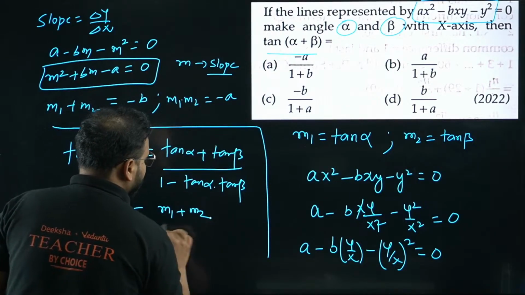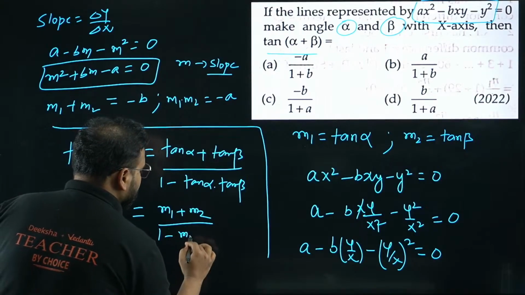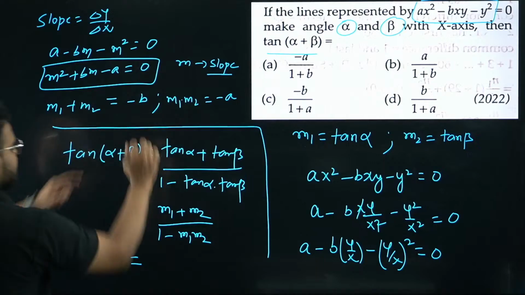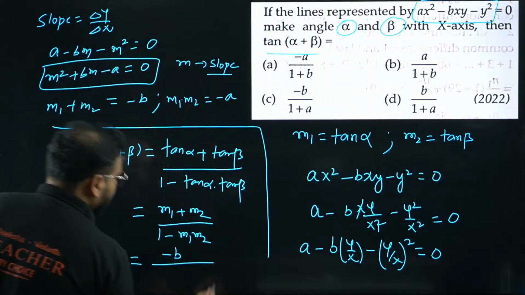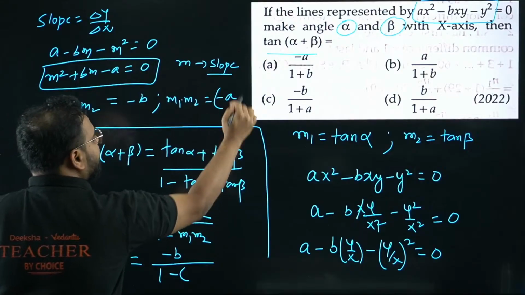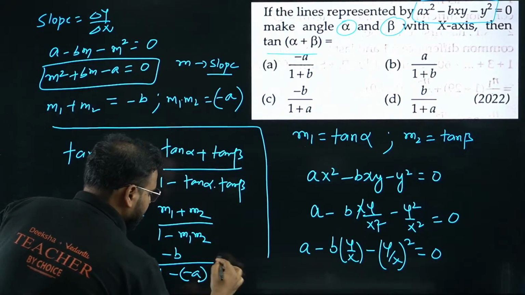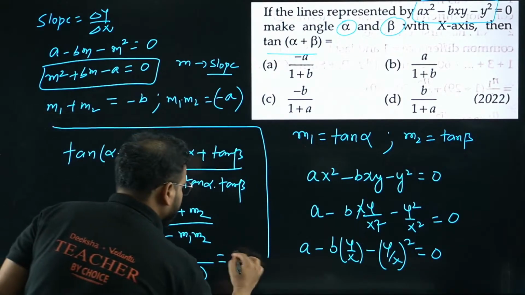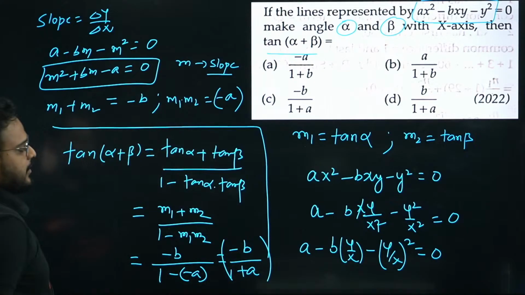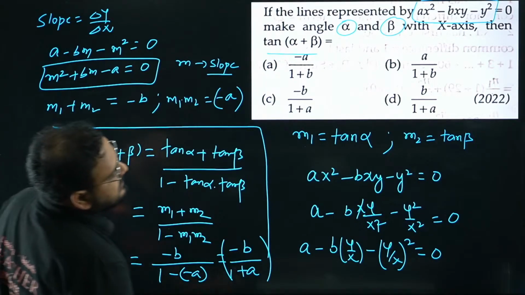I have m1 plus m2 divided by 1 minus m1 m2. Write the value of m1 plus m2, so what is there? The sum is given as minus b, so right here minus b. Denominator, please check. 1 is there, there's a minus sign, and over here we have minus a, so put here minus a. It turned out to be, sorry, mod b upon 1 plus a. Mod b upon 1 plus a. Option is C. C.